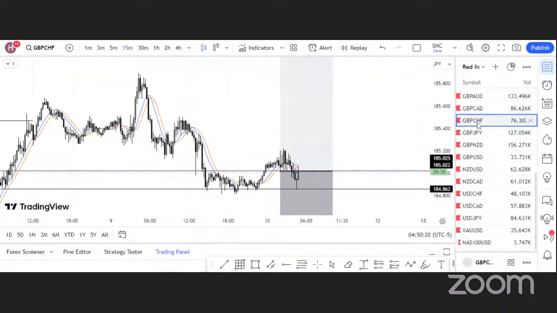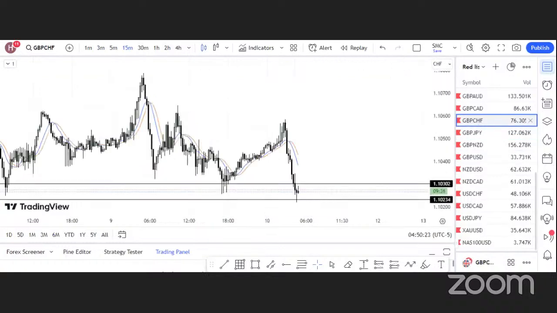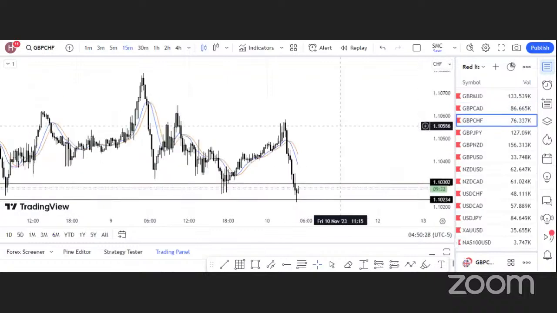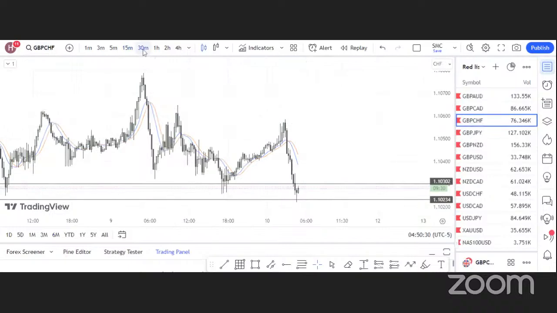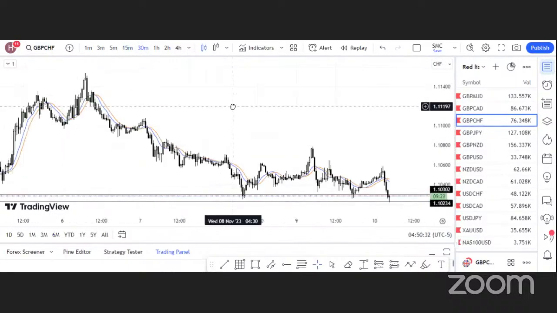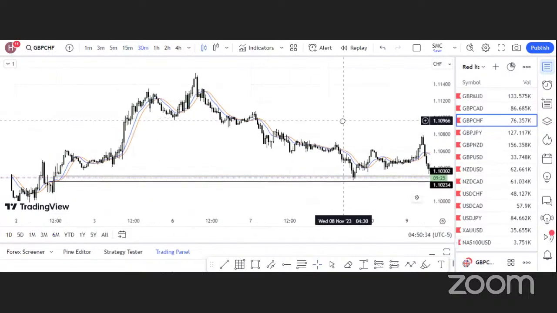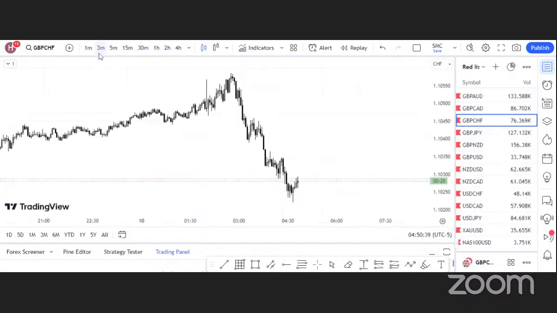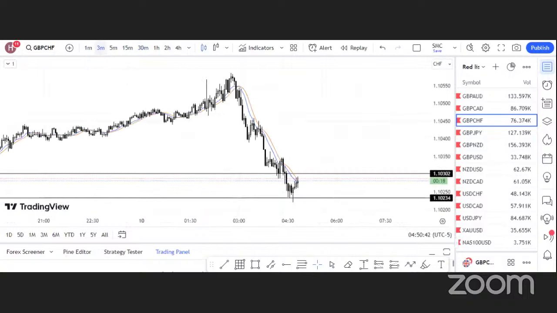So let's look for another entry. Okay, so we have another good entry here. Let's just wait on this. If this closes above those moving averages, then we take a buy. This is GBPCHF.